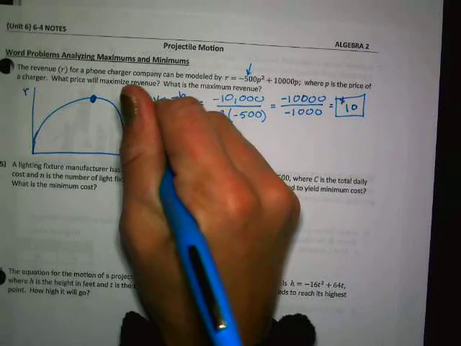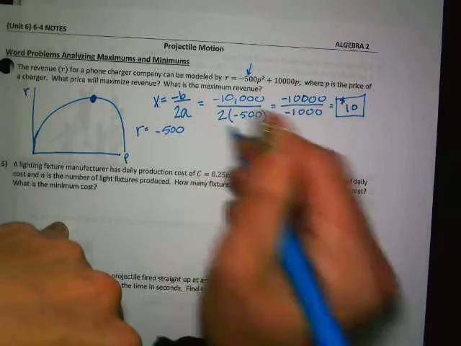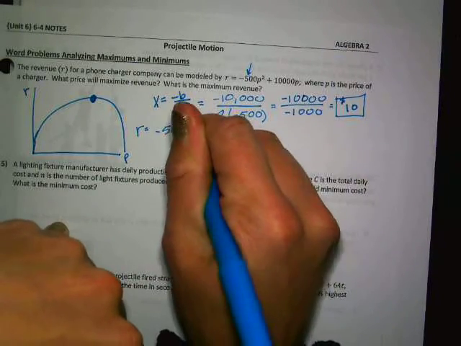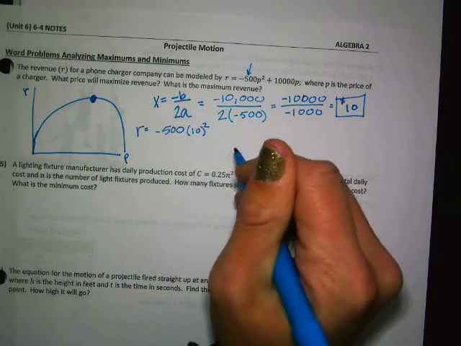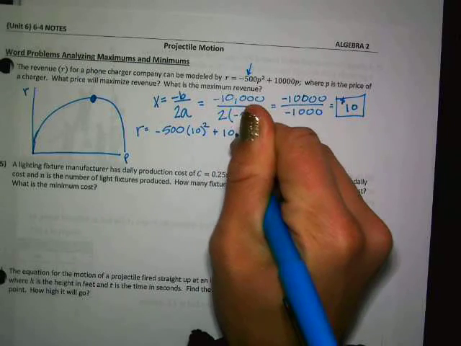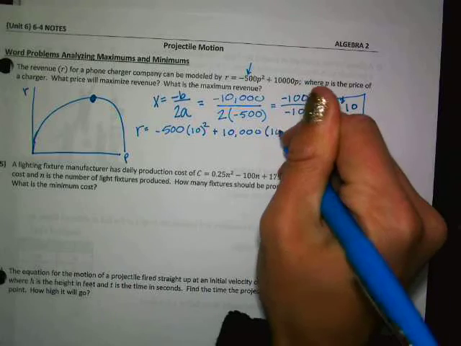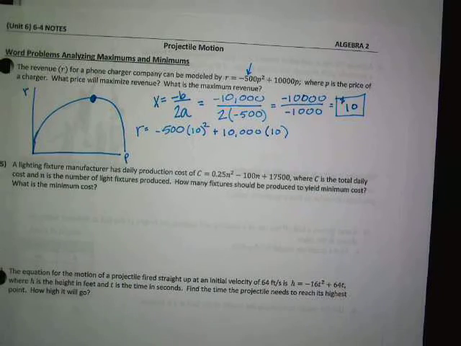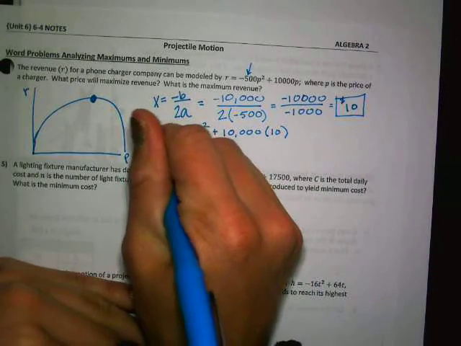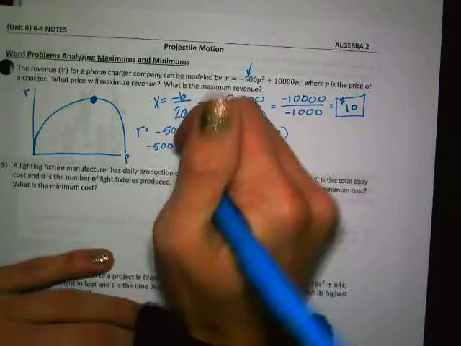So R is going to equal negative 500, and I'm going to plug in 10 for the price, plus 10,000 times 10. No, don't use a calculator. You can do it without a calculator. I promise. Negative 500 times what is 10 squared? 100.